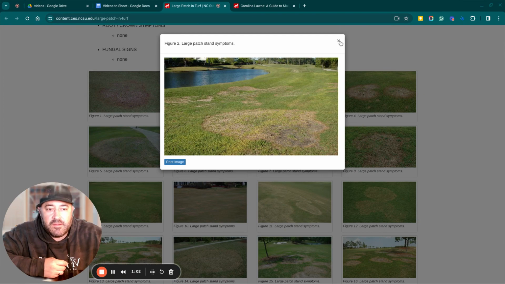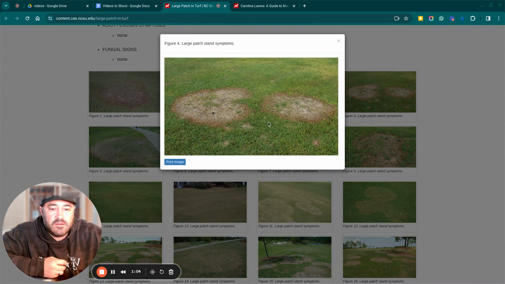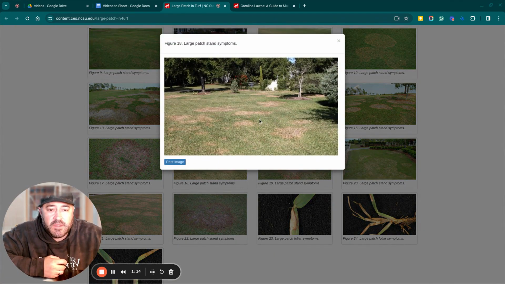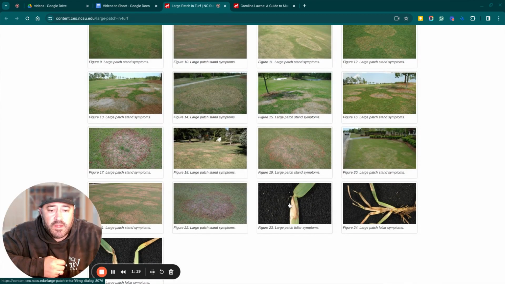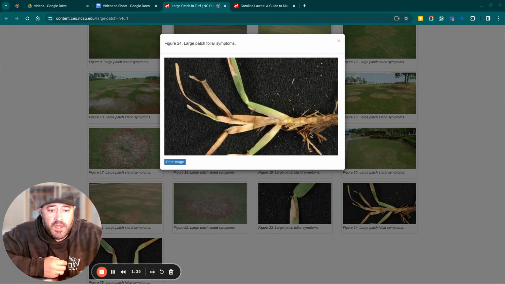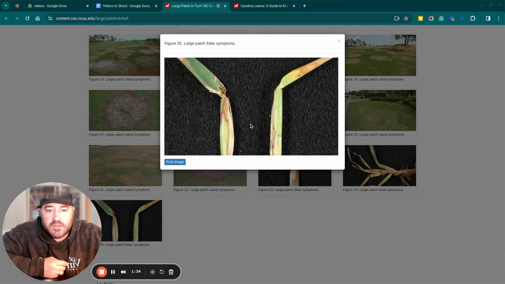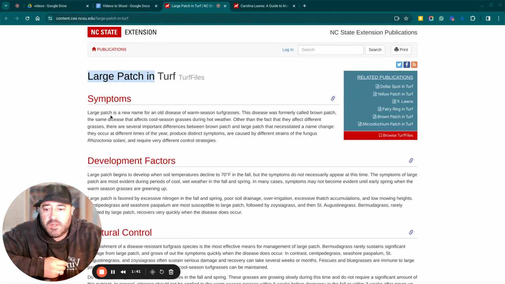in that area. And then we'll take a look. That's another good picture of large patch. Here's a good one. You can see the browned areas. And this is what it's going to look like on the leaf itself. Here's another picture of the leaf. And then we'll see the damage there. See, it's yellowing out.